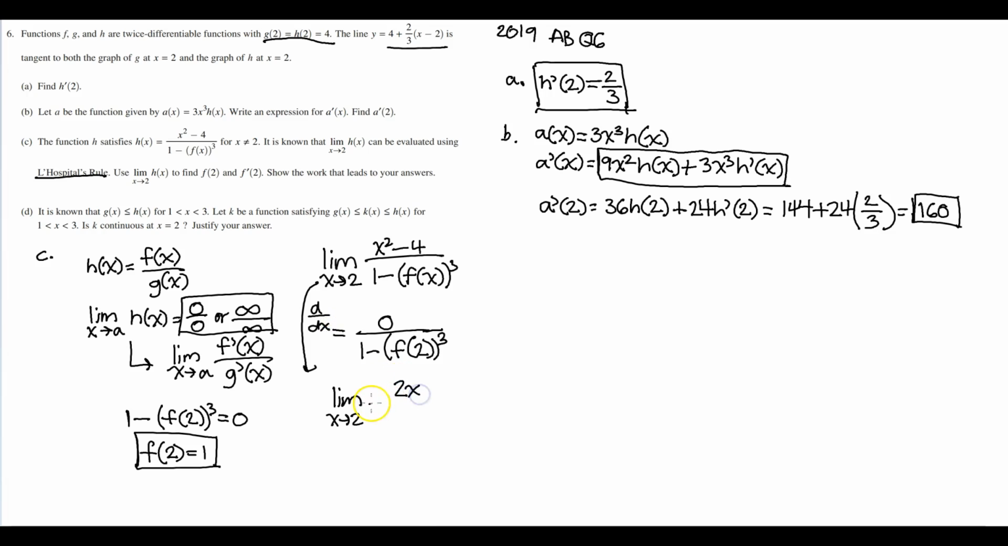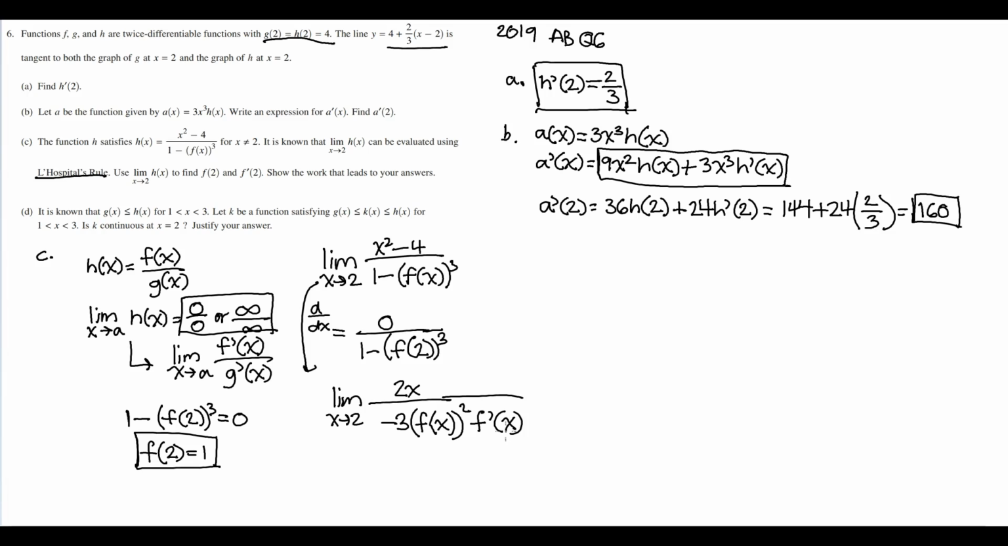2x over negative 3 times f of x squared f prime of x. Okay, you're just using the chain rule over here. So in the bottom we use the chain rule, on the top we just use the power rule.